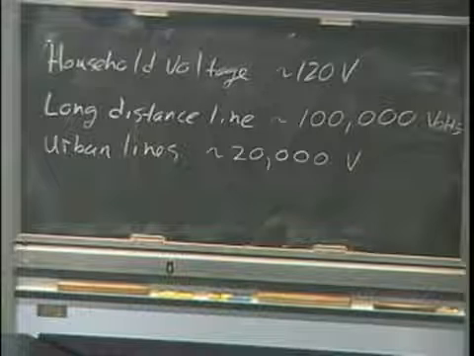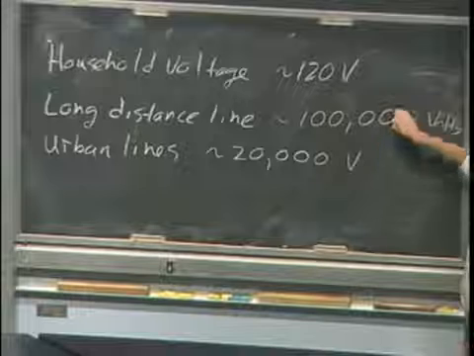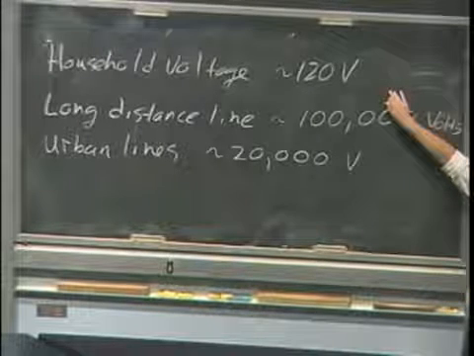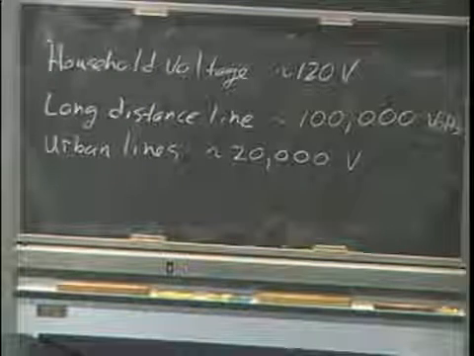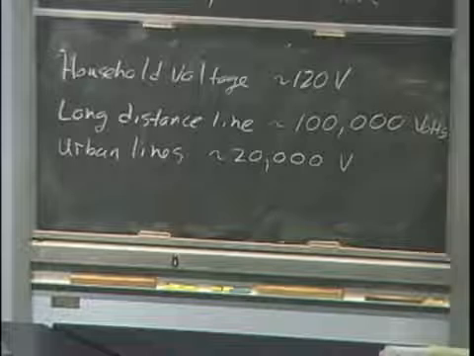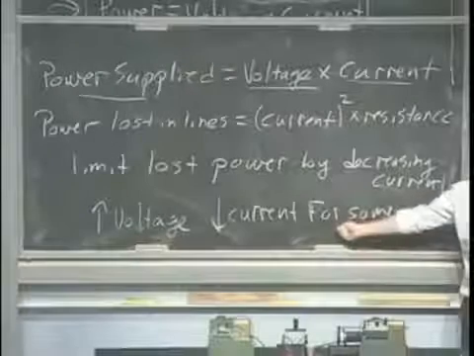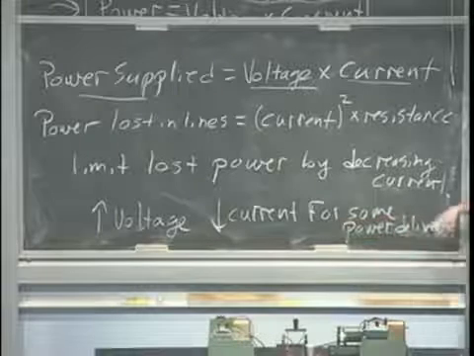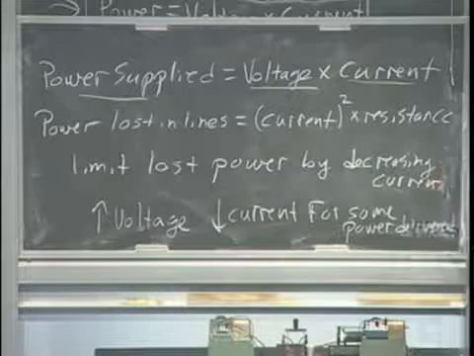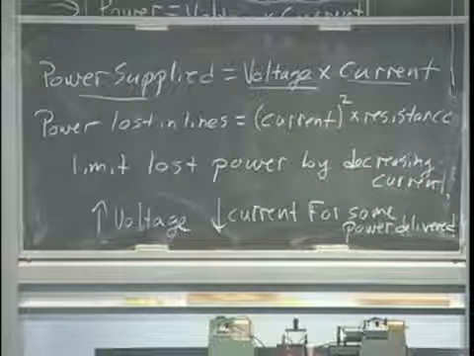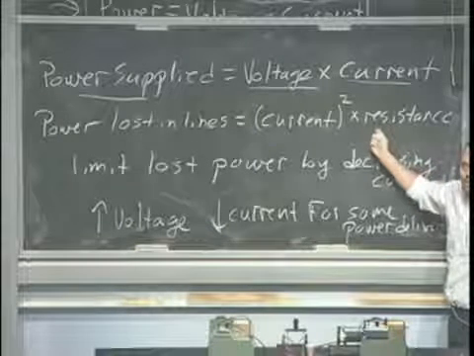Okay, but let's think about the difference between these two. The long distance line and the household voltage have about a factor of 1,000 difference in the voltage. So that means the current, when it's delivering the power, is about 1,000 times smaller for that transmission line, to deliver the same power. And then the amount of power lost goes with the current squared, so that's 1 over 1,000 squared, which is 1 millionth. So you lose 1 millionth as much power by transferring it up to that high voltage before you send it along the power lines.